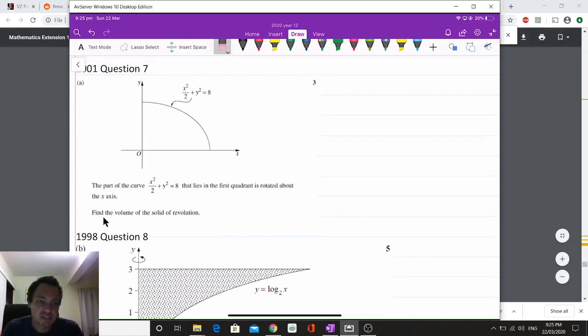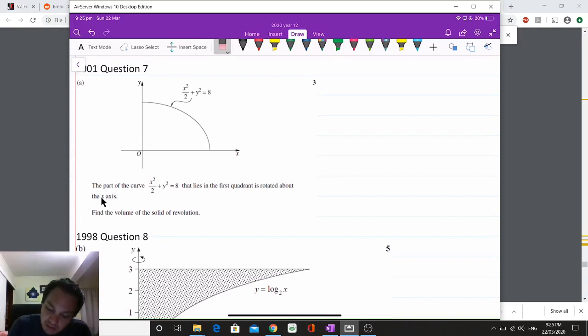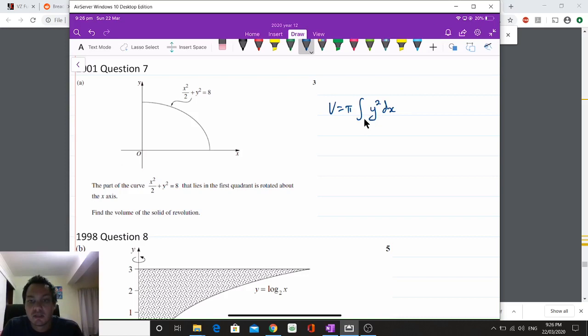Okay, so as soon as it says around the x-axis, we know we need to use y squared dx. And the limits that we will use, our a and b, are going to be from 0 along the x-axis to, well, we need to find out where this is going to reach the x-axis. So we're going to find when y is equal to 0, what is x.